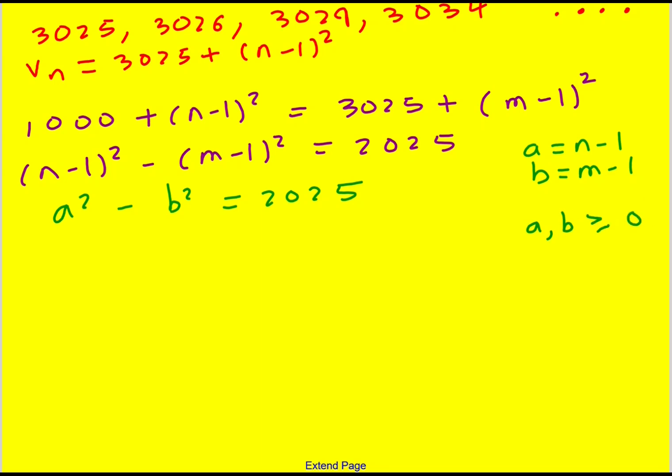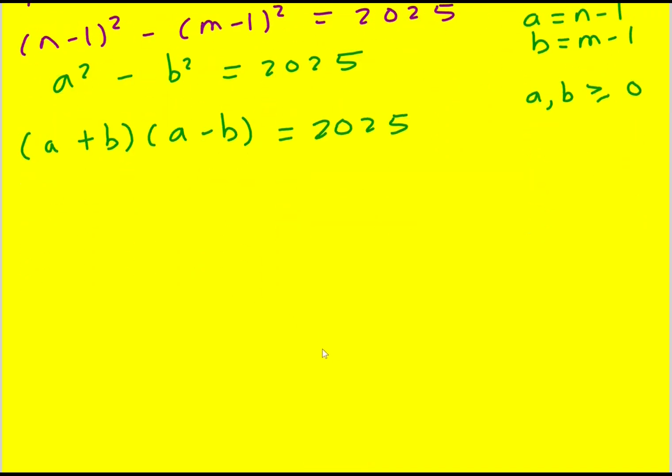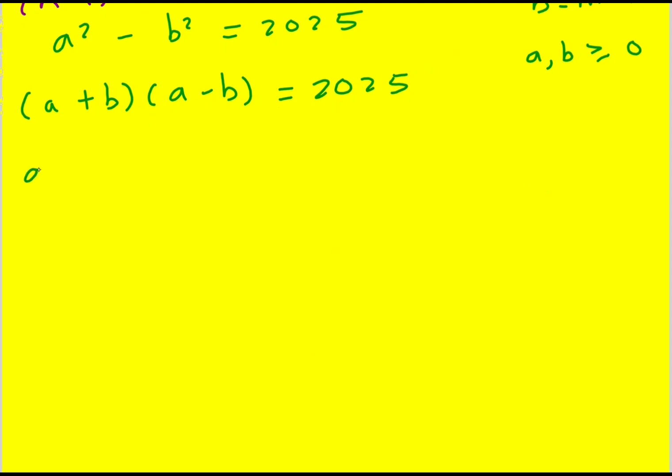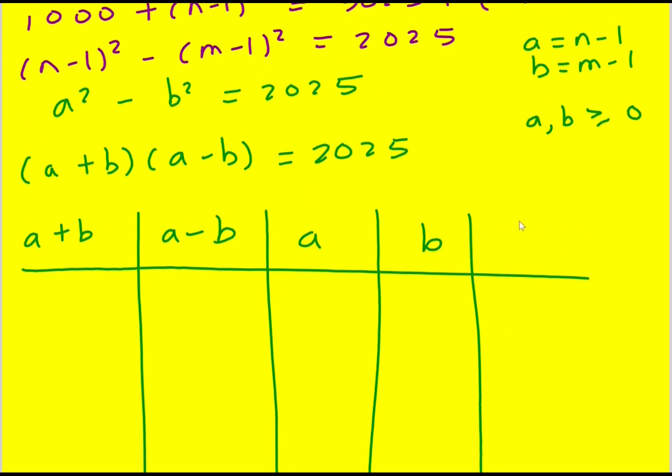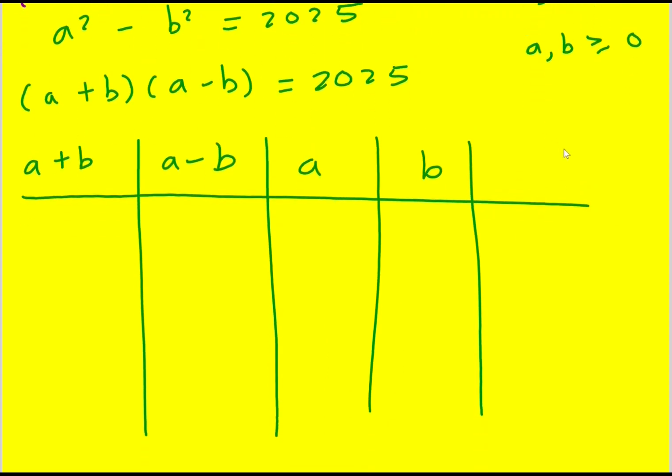So not strictly positive. Okay, to solve this, we can do a similar thing to the previous part. This is a difference of two squares. We can factorize it: a plus b times a minus b is going to equal 2025. And let's deal with this in a similar way to part A. So I've got a plus b, a minus b. And from that, we can work out a and b. From that, we can work out n and m, because n is actually a plus 1 and m is b plus 1.